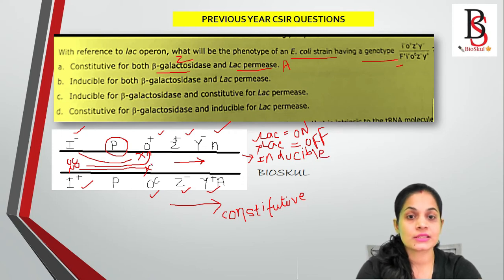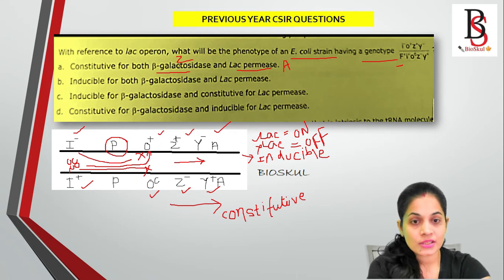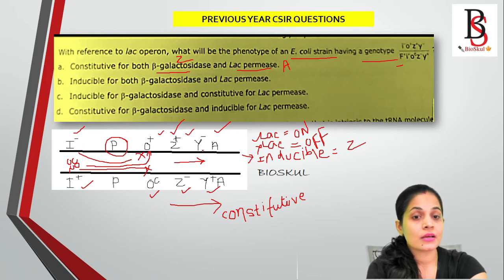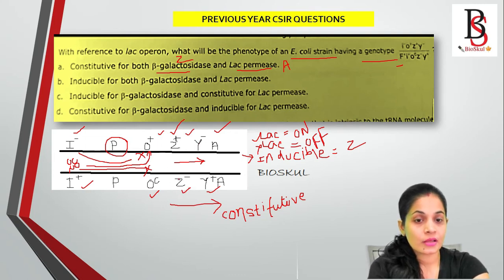Now we'll see the genes. See, it is asking about Z plus, so beta galactosidase. So what do you think? Beta galactosidase is an inducible gene expression. And lactose permease. See, here the Y gene is absent, minus, that means here it cannot synthesize lactose permease. Okay, look over here. What will be the expression of beta galactosidase? If the Z gene is absent, then there will be no expression of the Z gene.